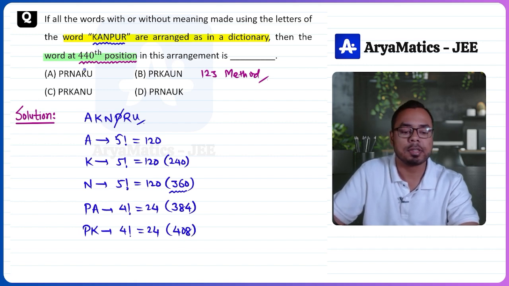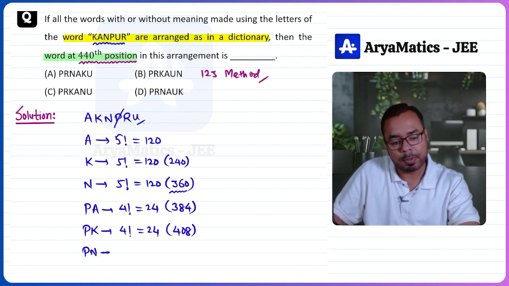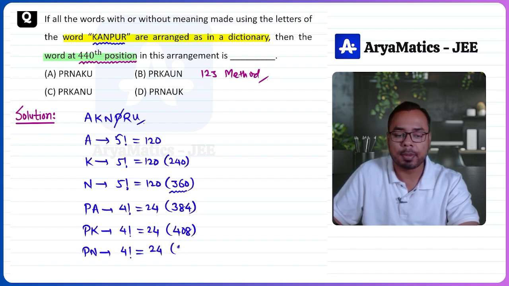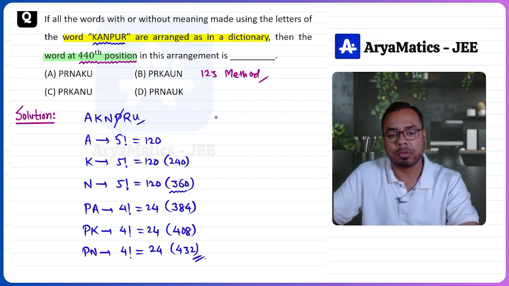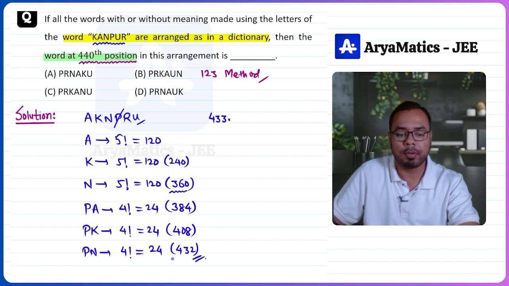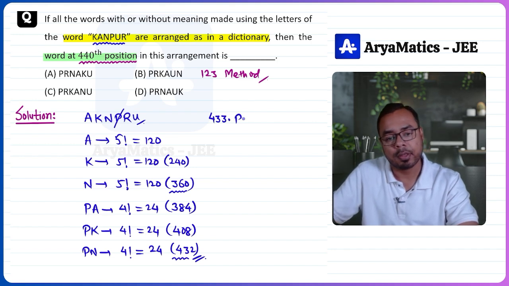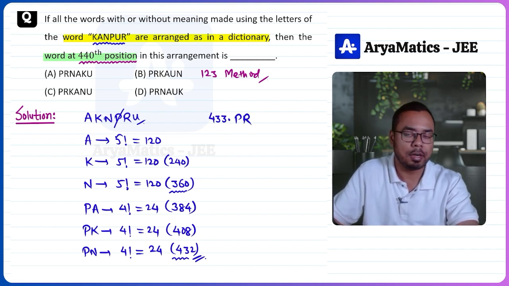We are getting very close to this number 440. After PK, we have PN. With PN, you can create another 4 factorial, 24. So 408 plus 24 will be 432. And now after PN, the word formation will begin with PR, right? So the word on the 433rd place, the 432 words you have created using PN. After PN, you will get PR. So the word on the 433rd place will start with these two letters, P and R.